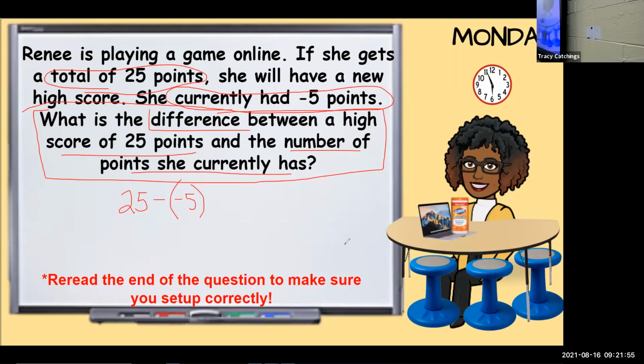What happened to the first number? Then what? And then what? Good job. And then change to the opposite. So now we got 25 plus 5, which will give us what? 30 points. Questions about it?